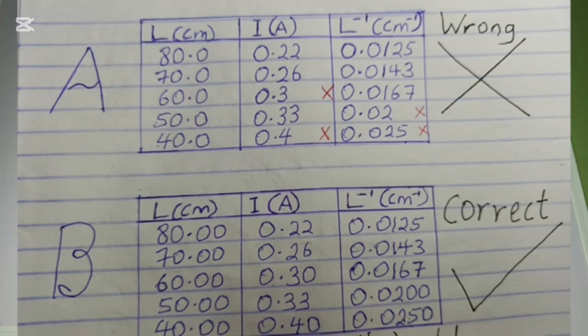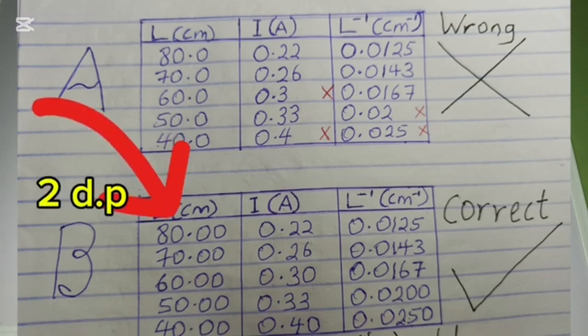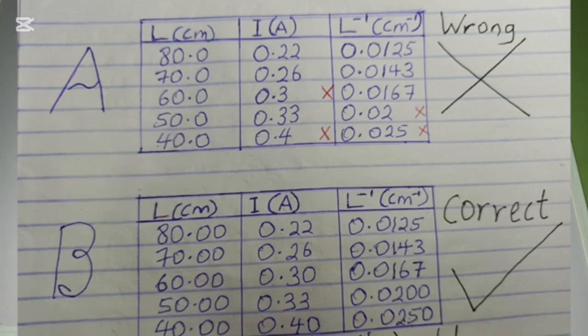Now, there are many things wrong there. Number 1, look at the first column, which is the L in centimeter. You will see that we have 80.0, 70.0, 60.0, 50.0, 40.0. Now, let this be in 2 decimal places, not 1 decimal. Look at the correct fashion down there, which is table B. You will see that L in centimeter has 80.00, 70.00, 60.00, and so forth.